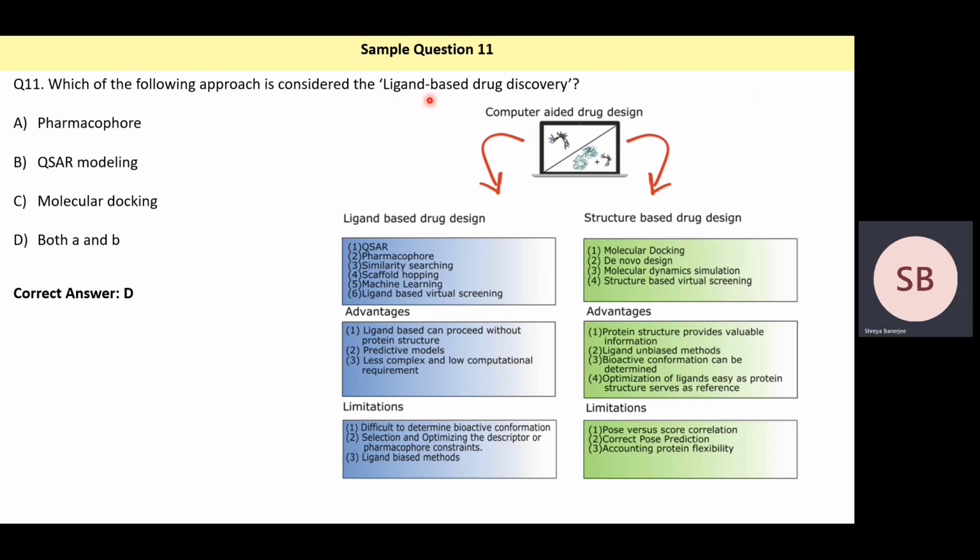So clearly, in ligand-based drug discovery, pharmacophore modeling is there and QSAR modeling is there. So both A and B are there. But molecular docking is a type of structure-based drug design and not ligand-based drug design. So the correct answer is D, that is both A and B.